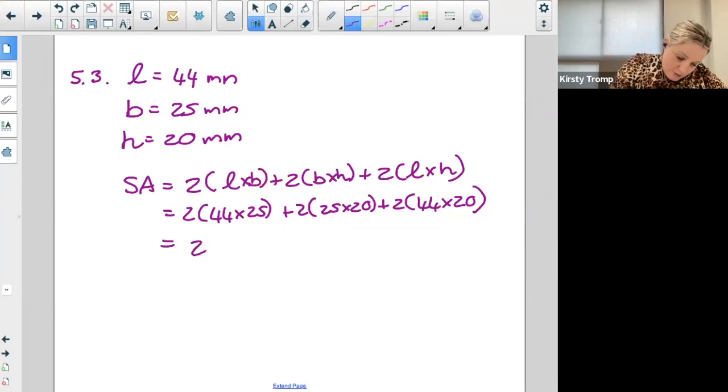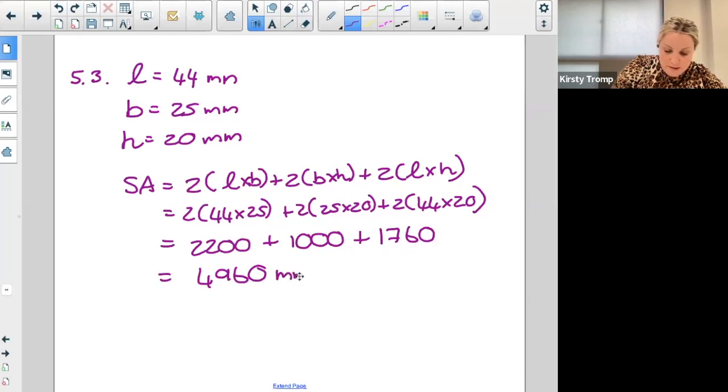I'm going to help you out a little bit because we are quite right. Somebody's just said to me, ma'am, we're running out of time. Our lesson goes so fast. Times 44 times 20, 760, and we add them all together. 4960 millimeters squared.